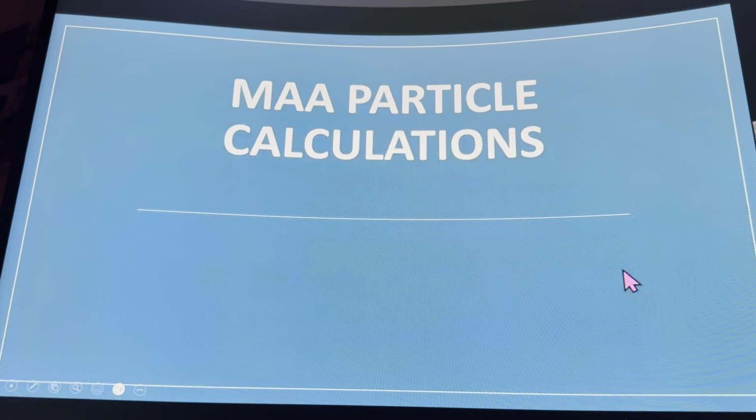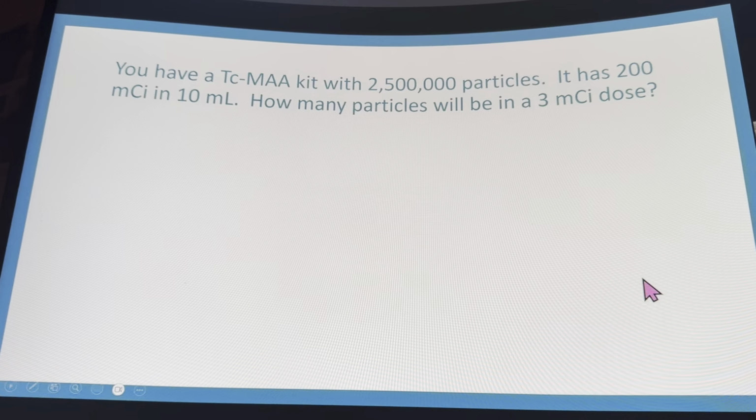All right, MAA particle calculations. I get students all the time saying, I just don't understand MAA particle calculations. Well, you understand dose volume. It's the exact same thing. We're just adding one more variable.